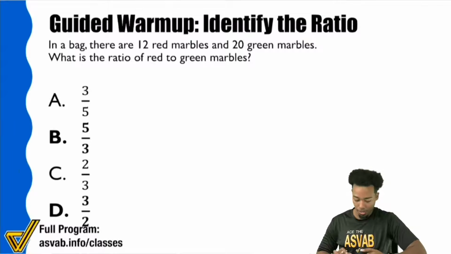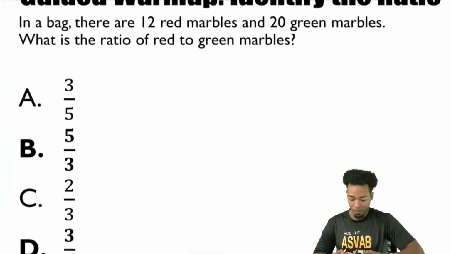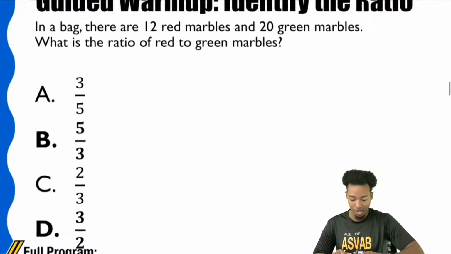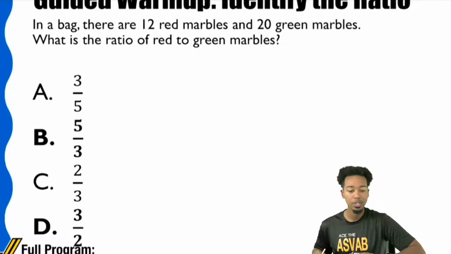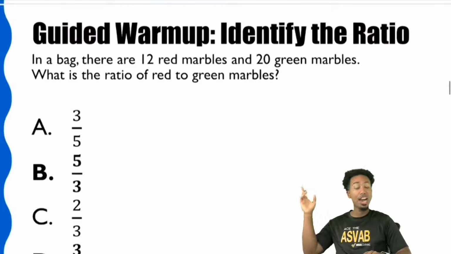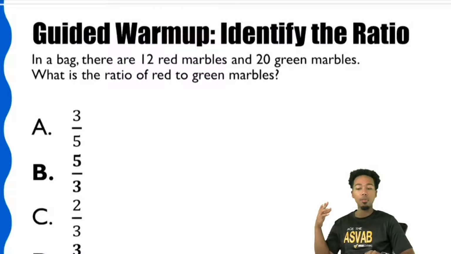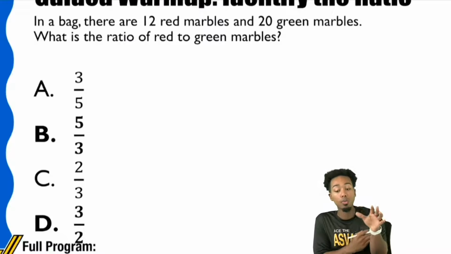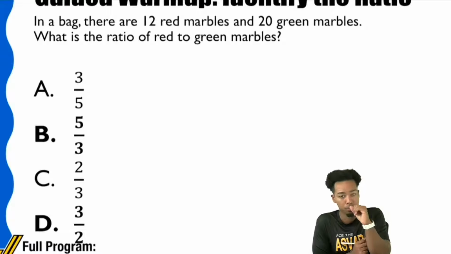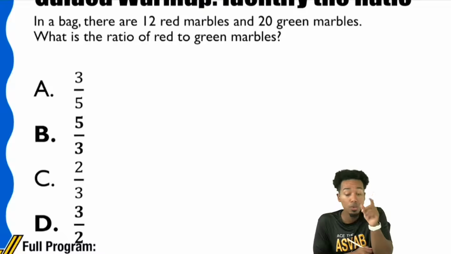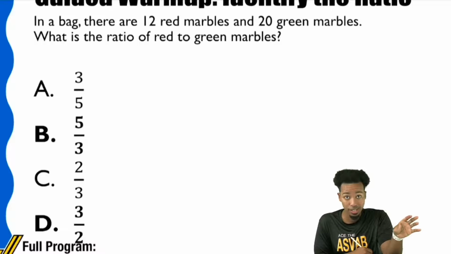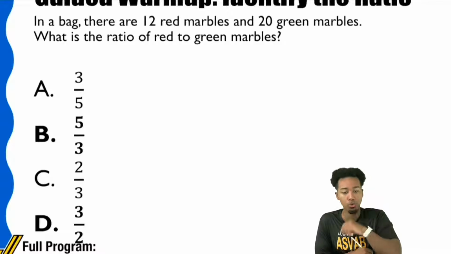Let's get started on this first type of word problem here, simply identifying the ratio. I'm going to zoom in because obviously this is not as big as I would like it to be. And again, this is a guided warm-up in a word problem of identifying the ratio. So remember that the order matters, everybody. If they say, hey, give me the ratio of cats to dogs, you're going to write a fraction with cats first and dogs second. The order matters. So let's go through this here.